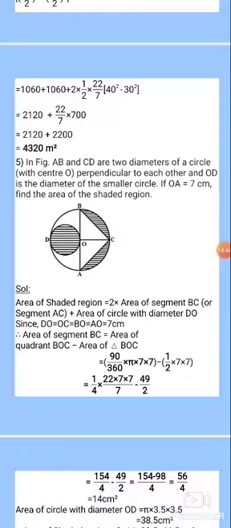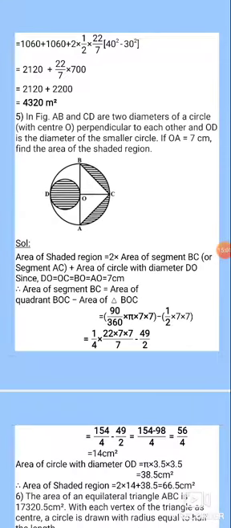Now 7 and 7 are cancelled. Then 154, 22 into 7, 154 by 4 minus 49 by 2. That is, when you cross multiply or take 4 as the LCM, 154 minus 98 by 4, which is equal to what? 56 by 4.